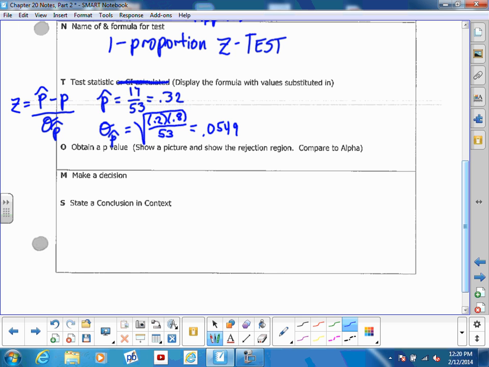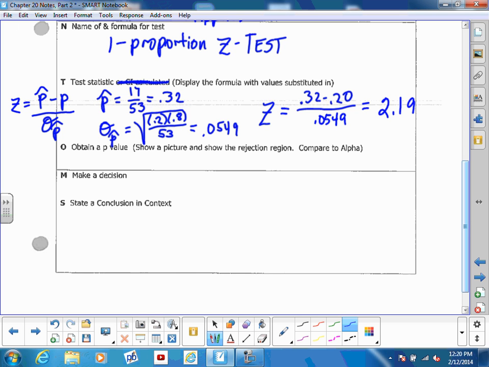All right, so we're ready to get this z-score. Please do not just write 0.32 minus 0.20 over 0.0549. You need to put z equals. You need to identify what you are calculating. You can't ever just put random things there and assume that somebody knows what you're calculating. No. This comes out to be 2.19.